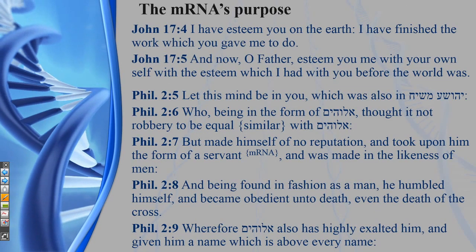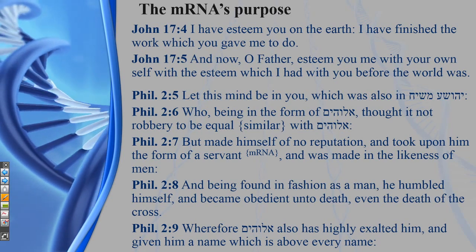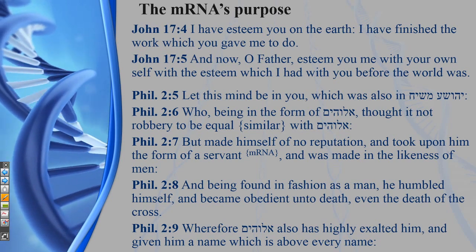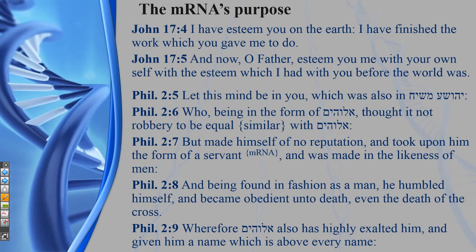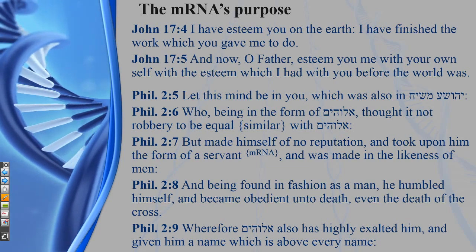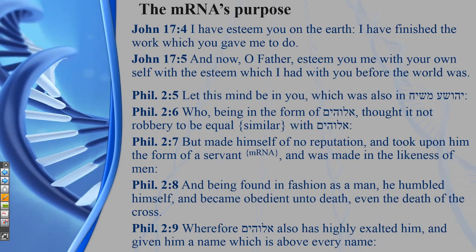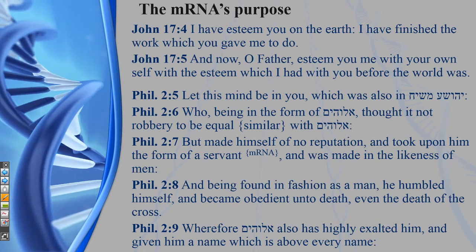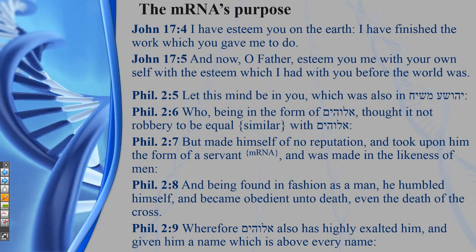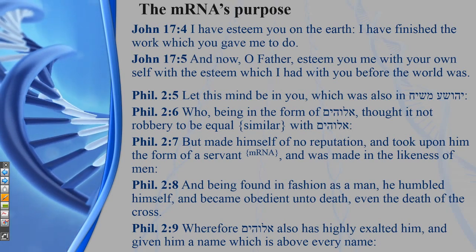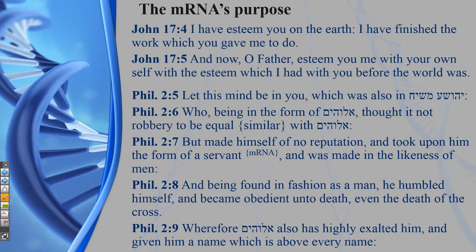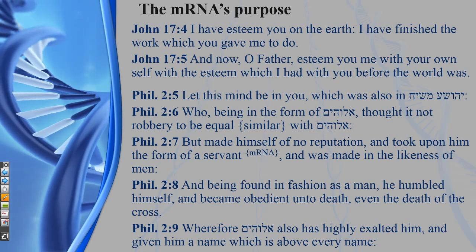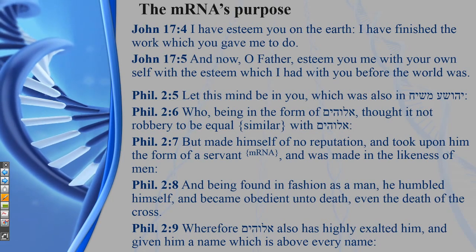So the messenger RNA's purpose, John 17:4 says, I have esteemed you on the earth. I have finished the work which you gave me to do. And now, O Father, esteem me with your own self, with the esteem which I had with you before the world was. So was he missing something? Something was removed from him when he came out of, if you will, the Father. Now he said, give me the esteem I had before the world was. Right? Okay.